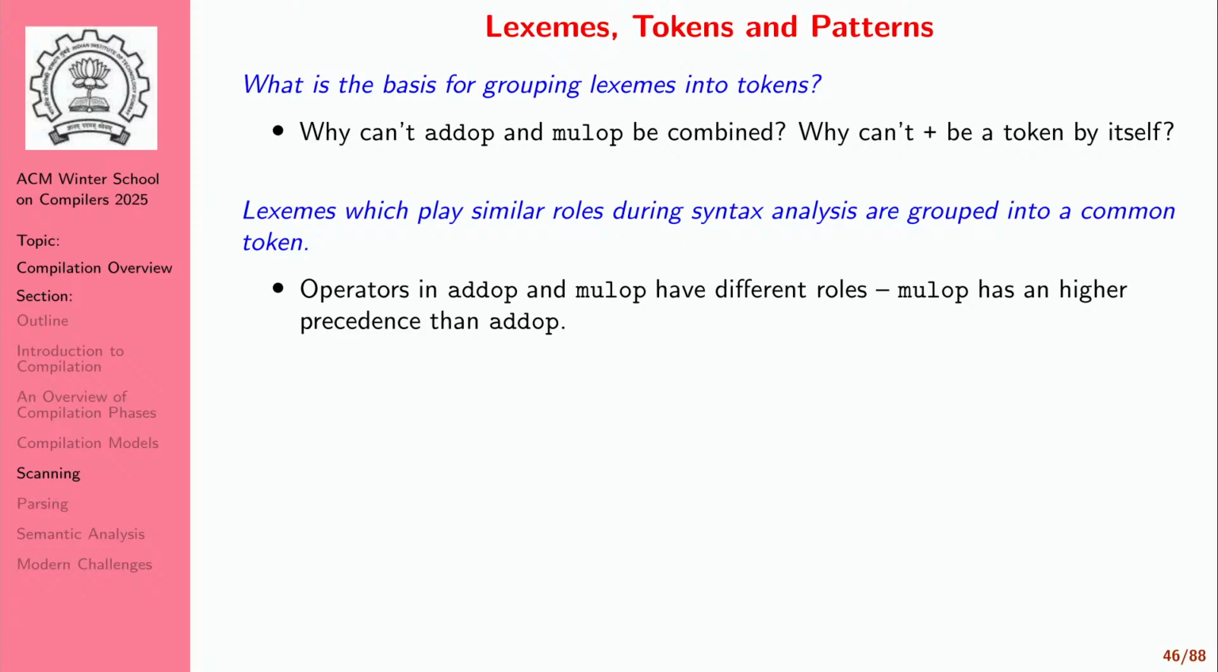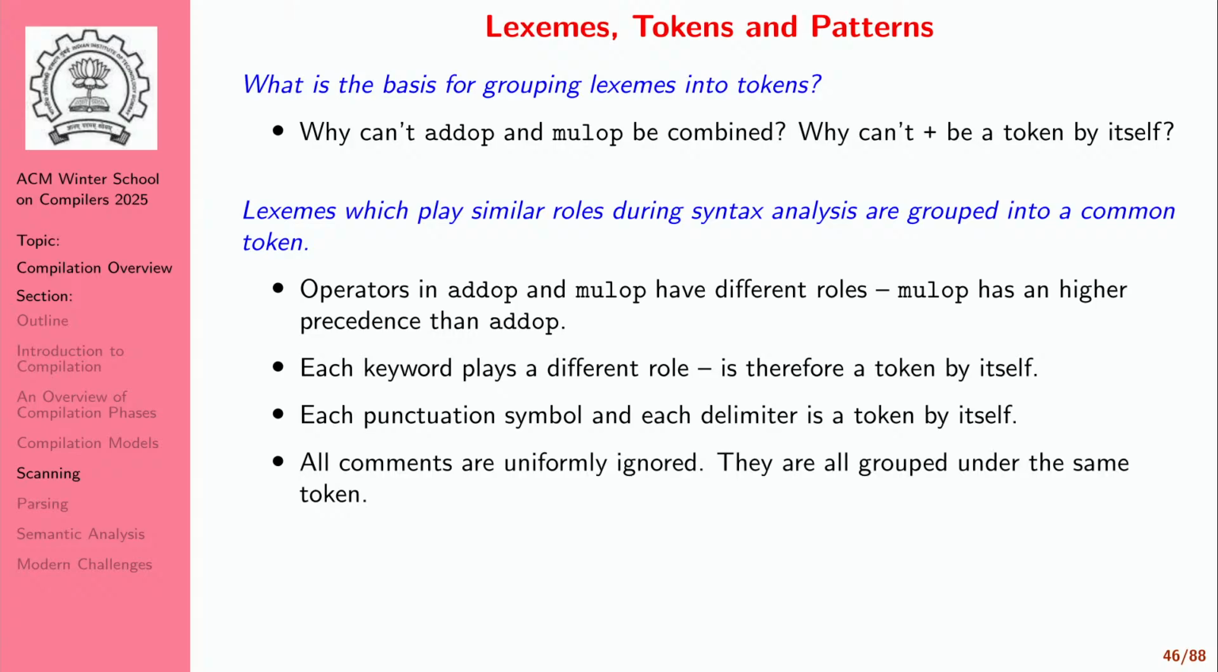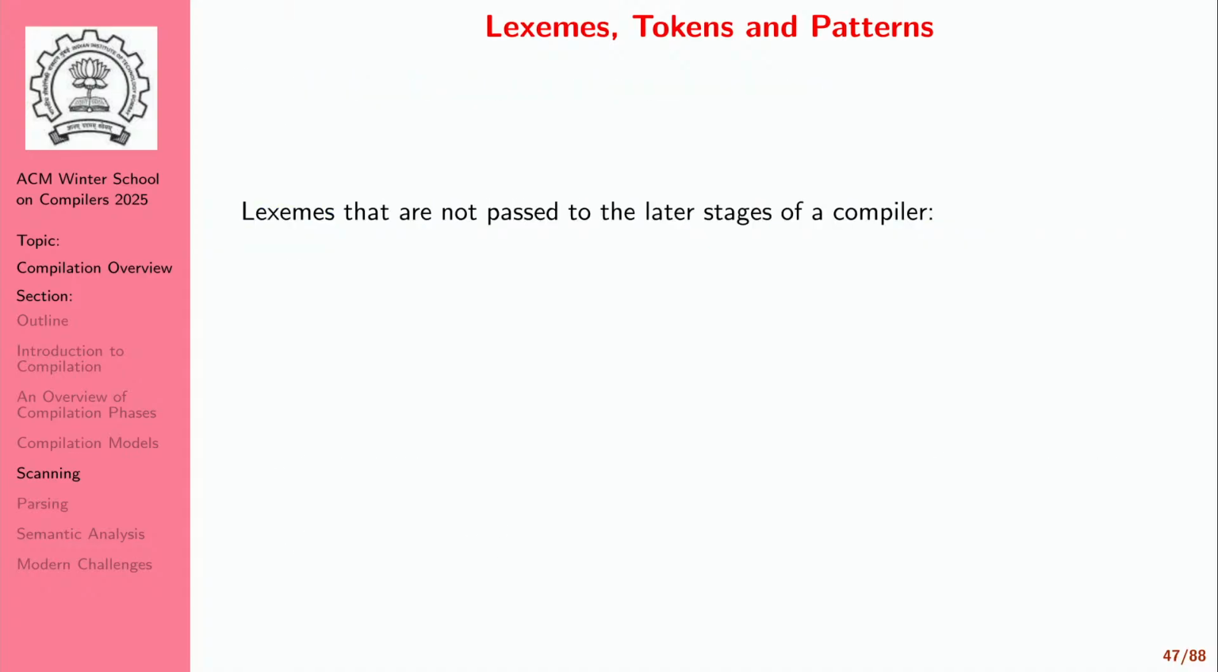But nothing stops me from having plus as a separate token and minus as a separate token. In fact, if you see SCLP and show, we have plus op as a separate token and minus op as a separate token. It's a matter of design. Okay, each keyword plays a different role, so therefore it's a token by itself. Each punctuation symbol and each delimiter is a token by itself. So I want to distinguish between semicolon and equal to. Okay, comments are uniformly ignored. They are all grouped under the same token. All identifiers are grouped in a common token.